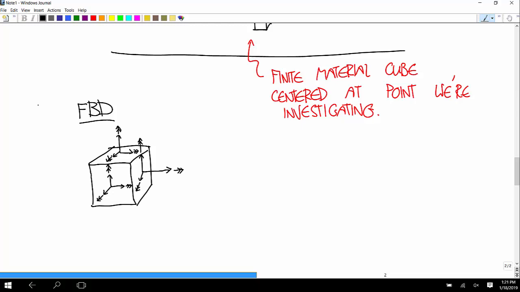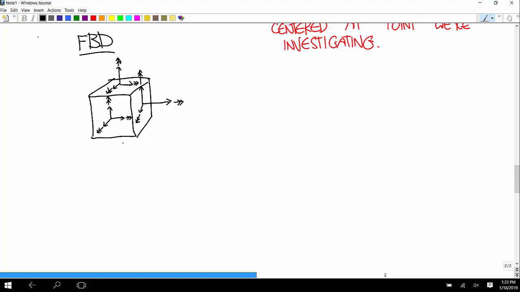It would really tell us more if we shrink this cube down to the point we're looking at. The closer we shrink it, the more it tells us about what's really happening at that point. You with me on that? So what we really want is a limit of the loads on this cube as we shrink down, as the sides get closer and closer to the point we're looking at.